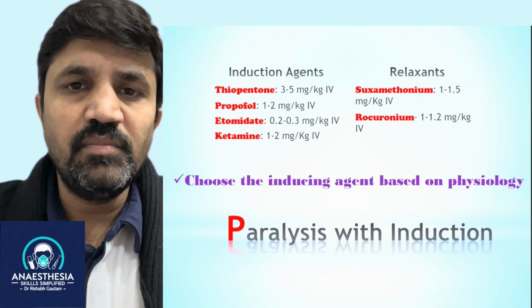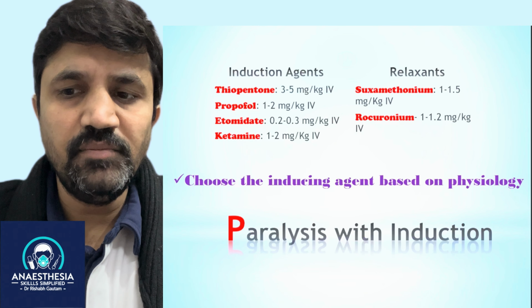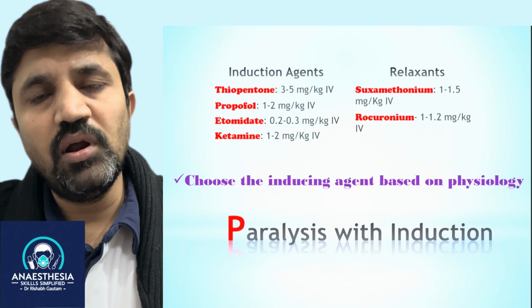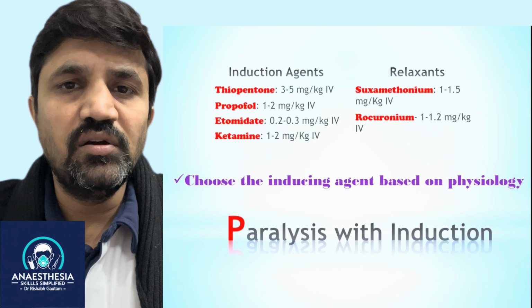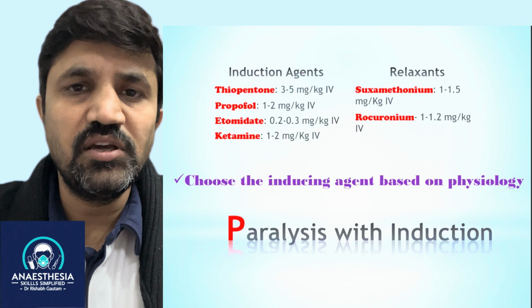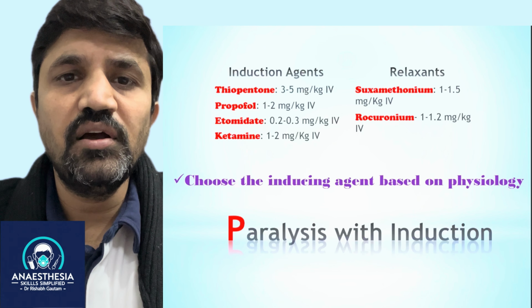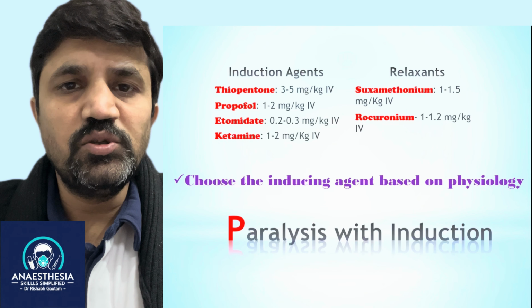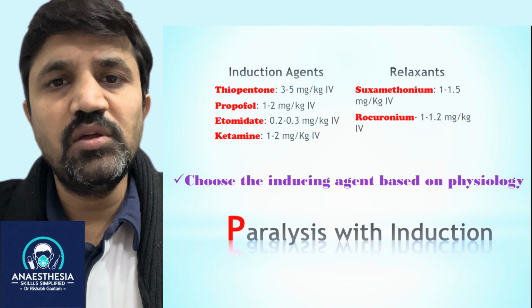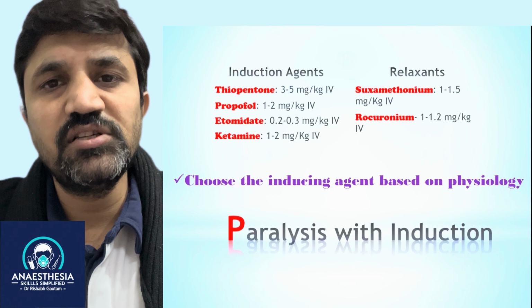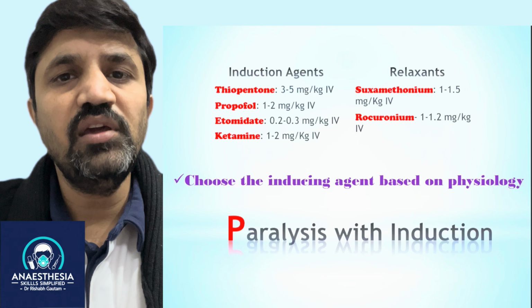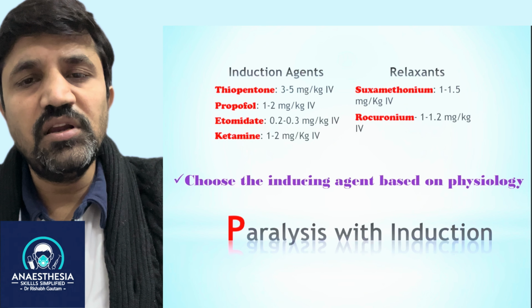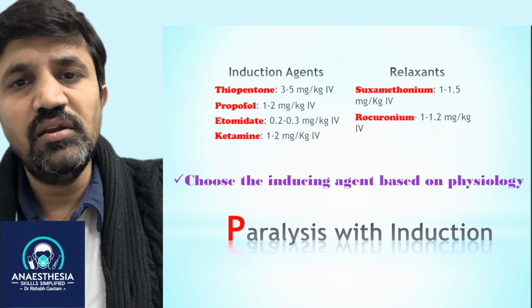Another agent which can also be used is ketamine. The dose of ketamine is 1 to 2 milligram per kilogram IV. This is a good drug to be used in cases of shock and asthma patients. So remember, choose your inducing agent on the basis of the physiology of the patient and not on the basis of habit. The drug of choice for muscle relaxant is succinylcholine.